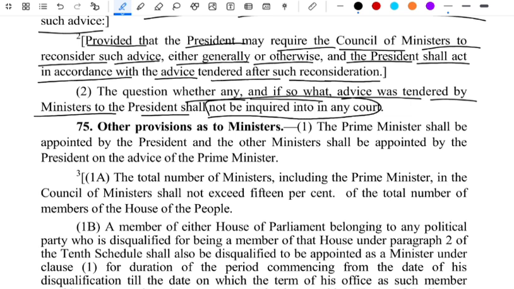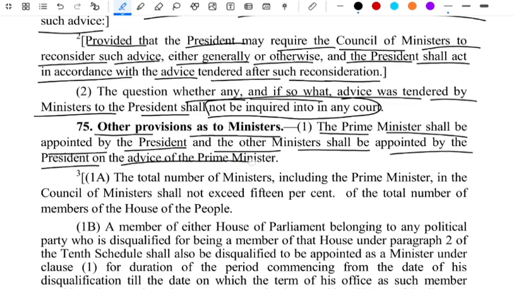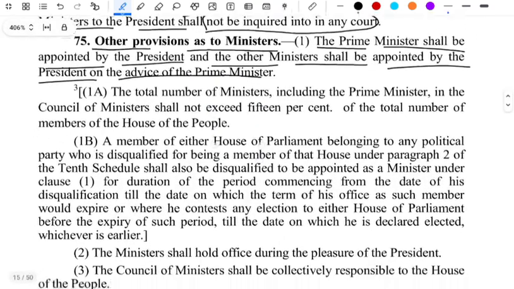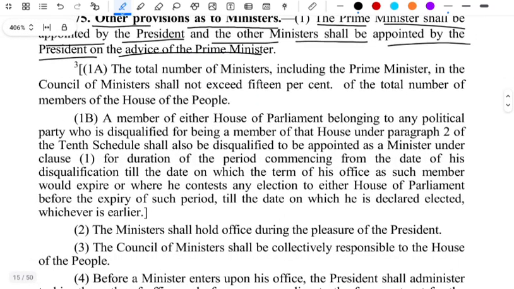So next is Article 75, which says other provisions as to ministers. Article 75 says the Prime Minister shall be appointed by the President, and the other ministers shall be appointed by the President on the advice of the Prime Minister. So basically the President appoints the Prime Minister, and then on the advice of the Prime Minister, the President appoints the Council of Ministers.